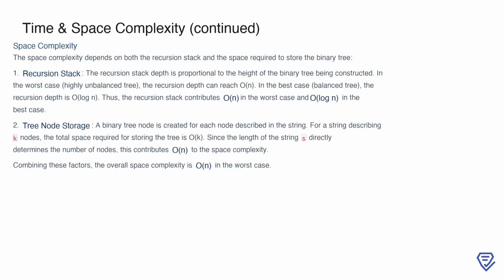Additionally, we need to account for the memory required to store the tree nodes. Since each node in the binary tree corresponds to an element in the string, and the string has n characters, this contributes O(n) to the space complexity. Combining these 2 factors, the overall space complexity is O(n) in the worst case, with the recursion stack being the dominant factor in unbalanced trees.